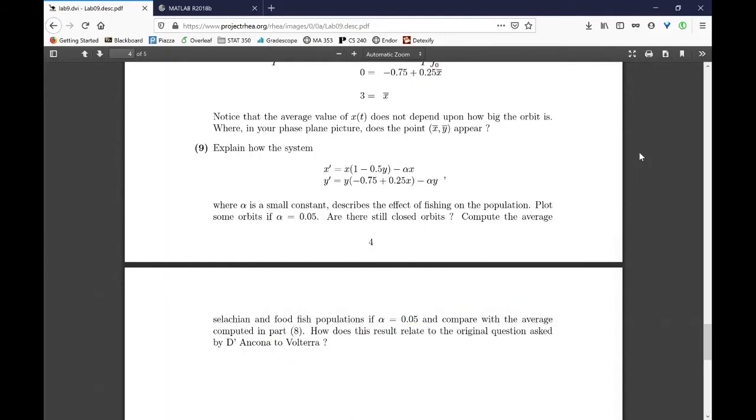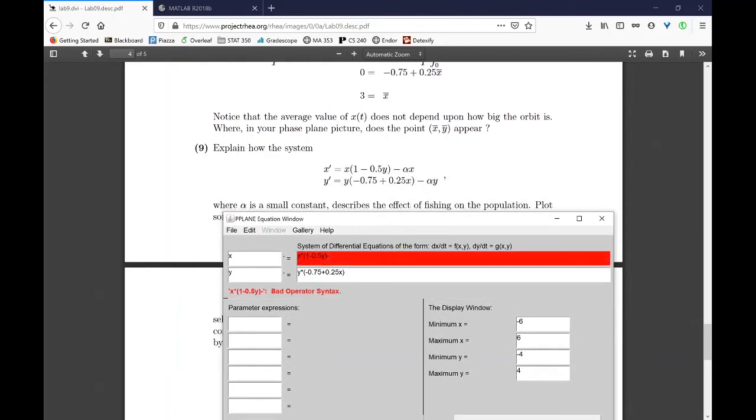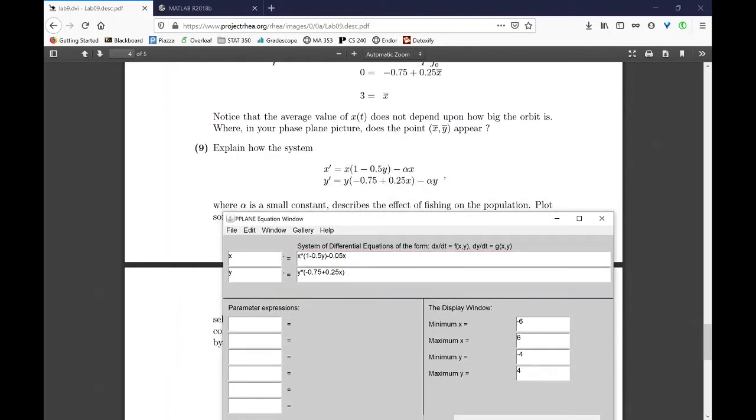Okay, so for question 9, we're going to look a little bit at the effects of fishing on the population, right? So here we have some alpha, which represents a percentage of the fish that fishing fishes up. That's a tongue twister. Now, alpha is some small constant. We're going to set alpha to 0.05. So we can go back to p-plane and plot the system. Minus 0.05x minus 0.05y.